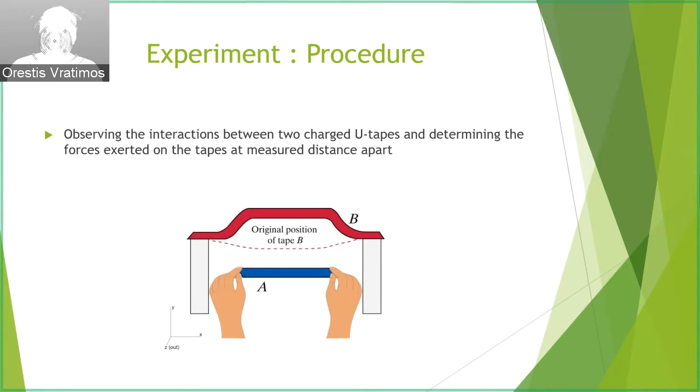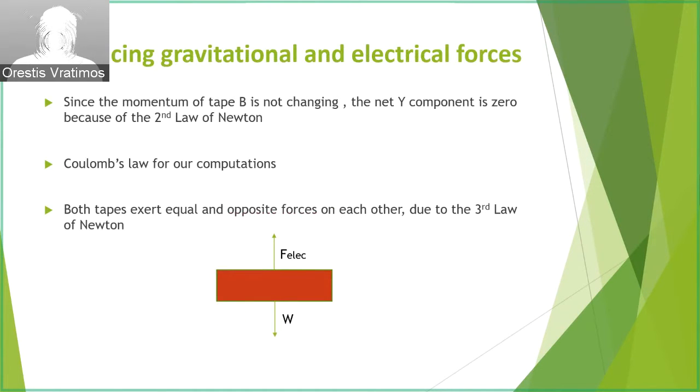So we observe the interactions between two charged U tapes and determine the forces exerted on the tapes at a measured distance apart. We're going to use three laws here. We use Newton's second law since the momentum of B is not changing and the net Y component is zero. We're going to use Coulomb's law for our computations, and finally both tapes exert equal and opposite forces on each other due to Newton's third law.